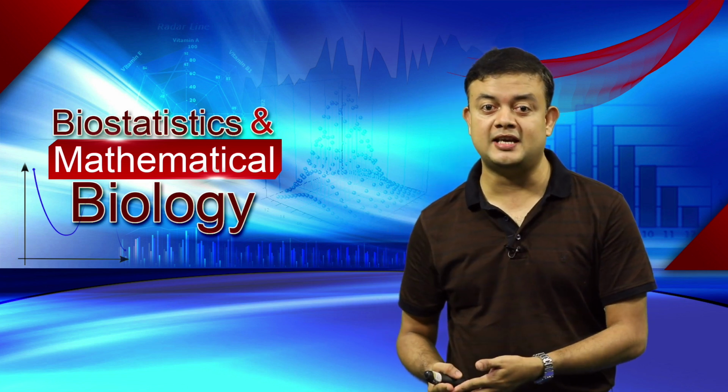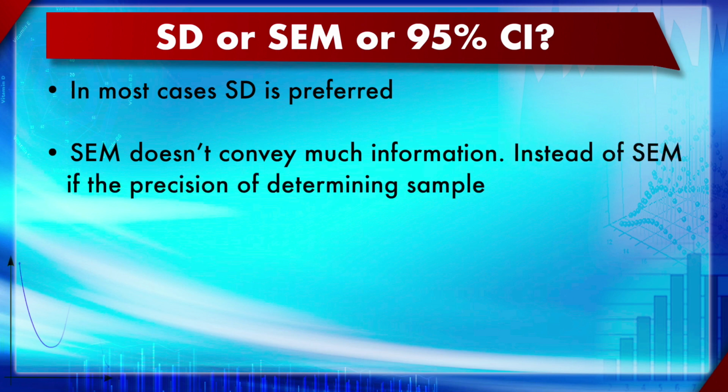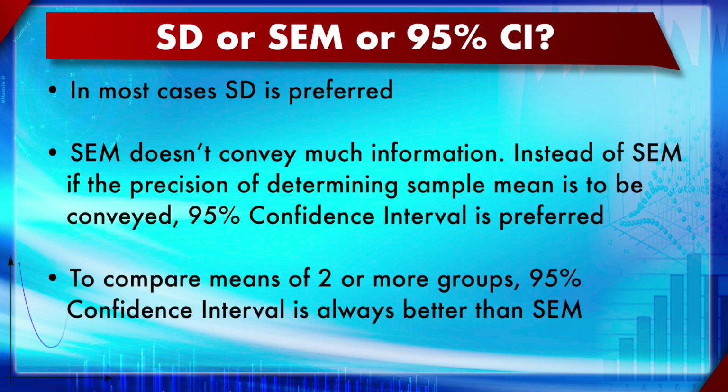So, you can approximate it as 1.96 in a very large data set, or you can approximate it as just twice. So, that is another way out for this 95% CI. So, which one to go for? Is it standard deviation, standard error of the mean, or the 95% CI? In most cases, standard deviation is preferred, because the standard deviation is what actually portrays the scatter of the data set. So, for the scatter, definitely go with the standard deviation.